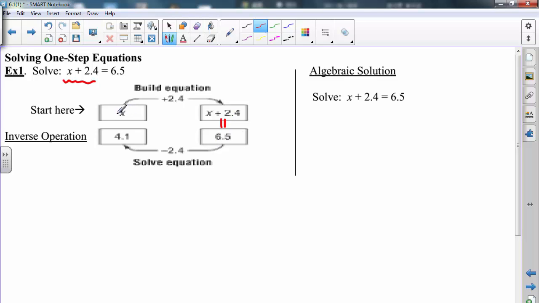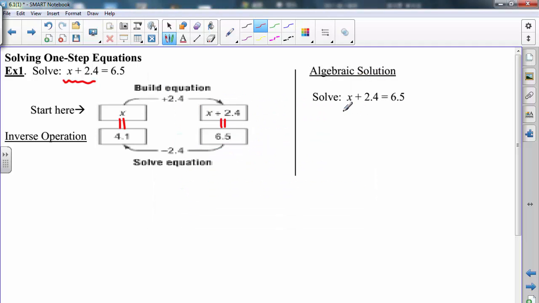On the left side, I do adding 2.4. When I reverse the operation, this adding 2.4 becomes subtract 2.4. So at the bottom, I take the inverse operation: I subtract 2.4 from 6.5. Then I get 4.1. This 4.1 is the x value. If you understand this inverse operation, then we can understand the algebraic solution very well as well.